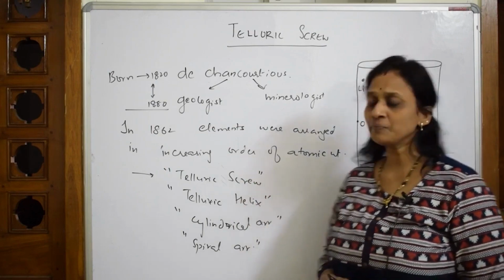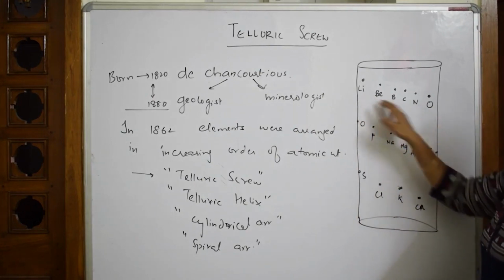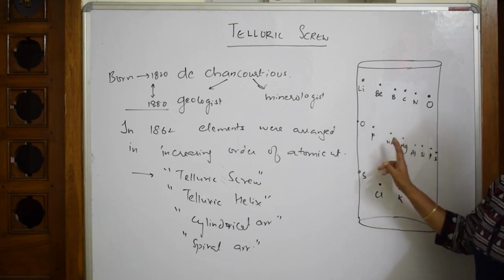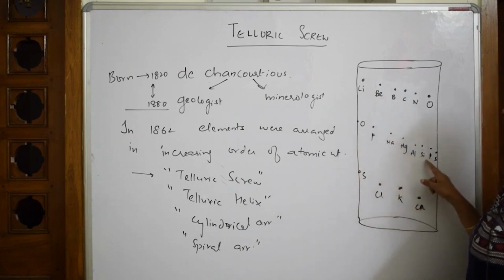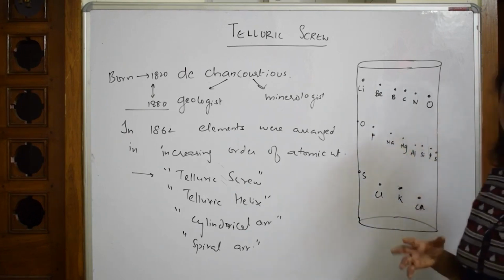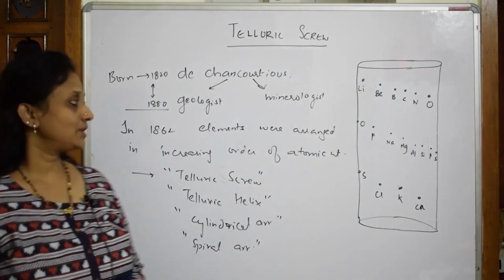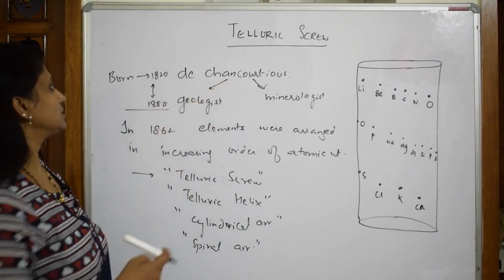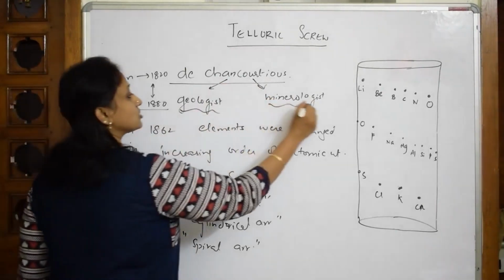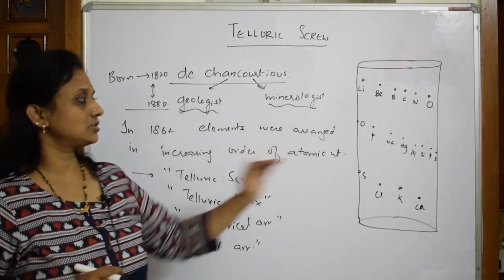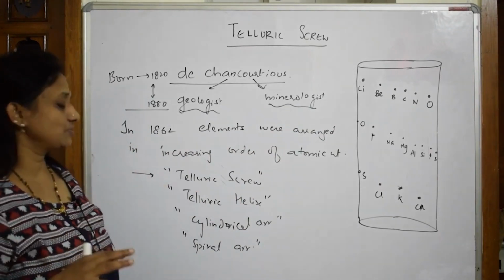So this was not an accepted law, but whatever elements he found, he arranged according to increasing atomic weights. Here, lithium, beryllium, boron, carbon, nitrogen all have increasing atomic mass. Then oxygen, fluorine, and 8, 9, 10 are not there because it is an inert gas element. Then sodium, magnesium, aluminium, silicon, phosphorus, sulfur, chlorine, potassium, calcium. Everything was arranged in increasing order, but he could not submit his papers properly, so it was not accepted. Just remember, the telluric screw was given by De Chancourtois. He is not a chemist, he is a geologist as well as a mineralogist. He arranged elements according to increasing atomic mass and placed them in the form of a cylinder, like a folded white paper.